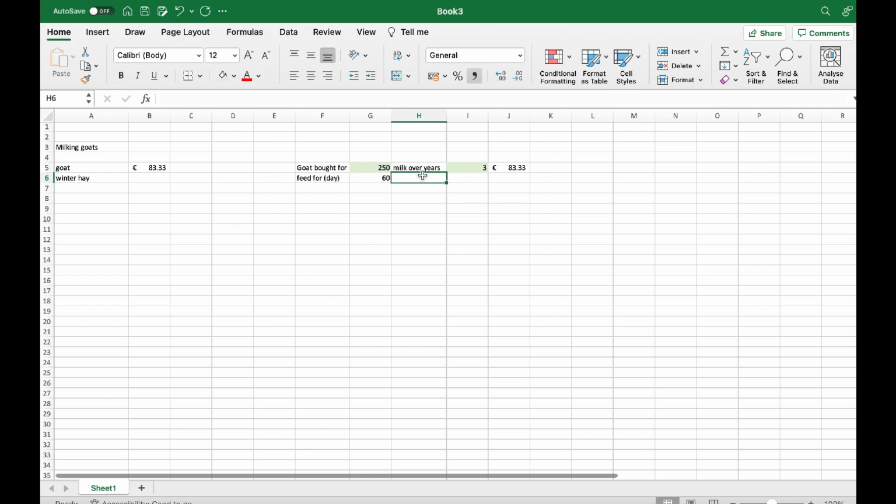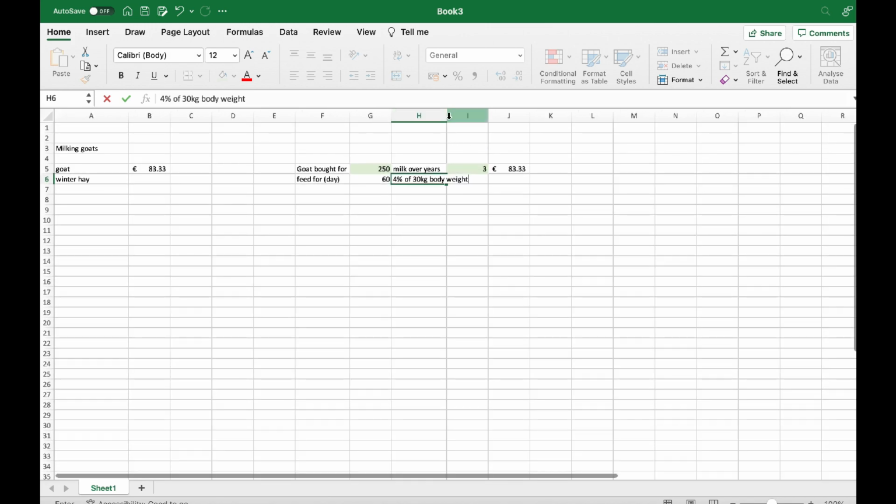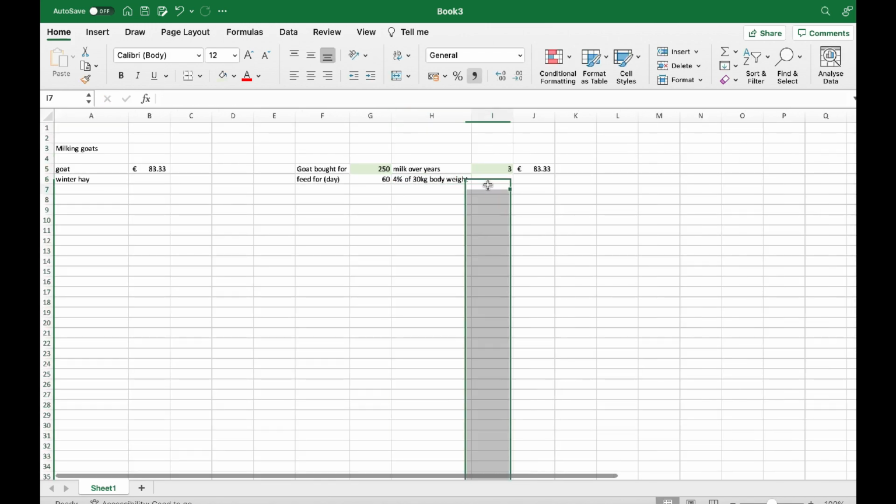I like to put in these notes as I'm going along here. I got an underscore coming here. There we go, 4% of 30 kg body weight. And by me putting in these notes, I can open this sheet, and I mightn't do goats at all, and I can open the sheet in 2 years time and straight away I know where my train of thought is. So I'm just going to put that into this here.